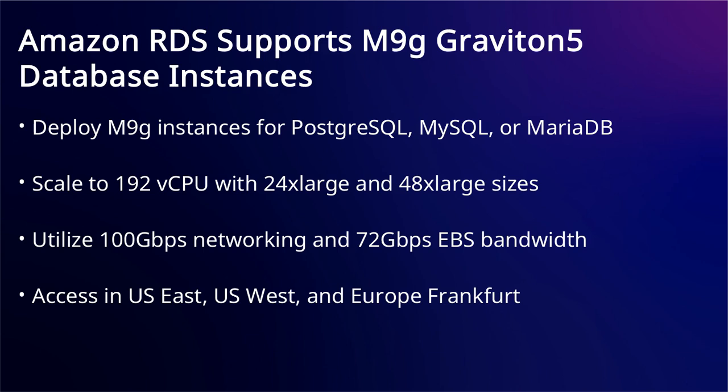You can scale to 192 vCPU with the new 24xlarge and 48xlarge instance sizes to handle demanding workloads. You can utilize up to 100 gigabits per second enhanced networking bandwidth and up to 72 gigabits per second EBS bandwidth for high-throughput data operations. You can access these instances in US East regions including North Virginia and Ohio, US West Oregon, and Europe Frankfurt, with support for specific database engine versions documented in the Amazon RDS documentation.